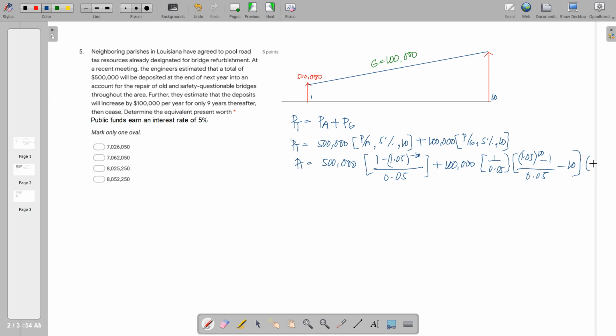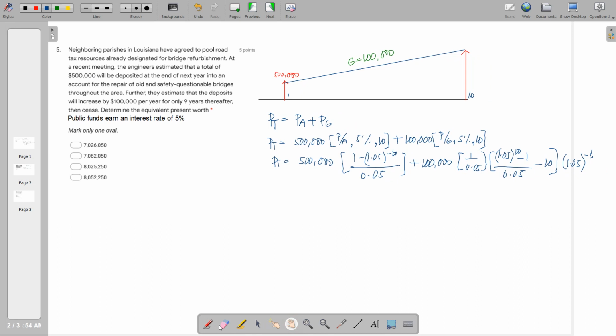because this is in the future. We have 1.05 raised to negative 10, so this is negative 10. Then we compute for the value of the total present worth.